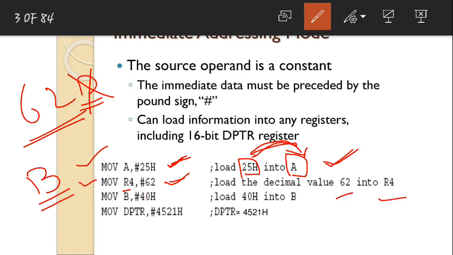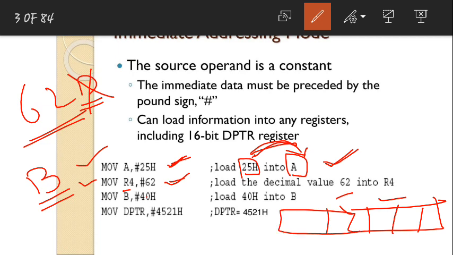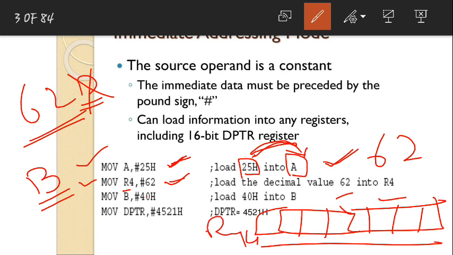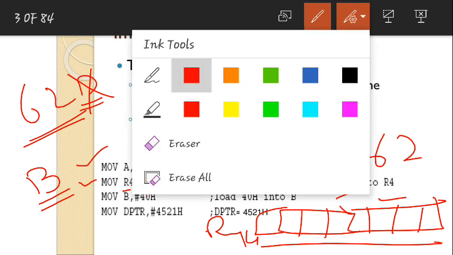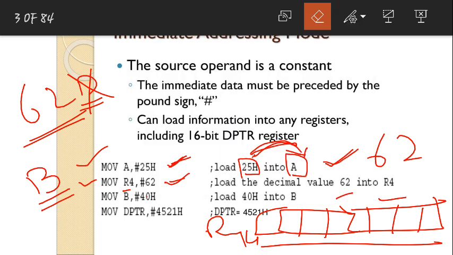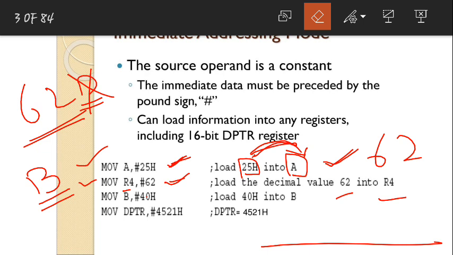Now R4 will be equal to 62. If you write it in binary format, R4 is an 8-bit register, right? So you can convert this 62 into binary form and write it into this register. This is for the R4 register, an 8-bit register, so it has all those values.